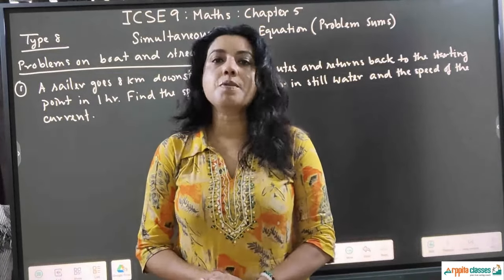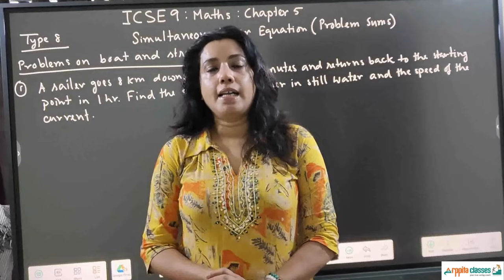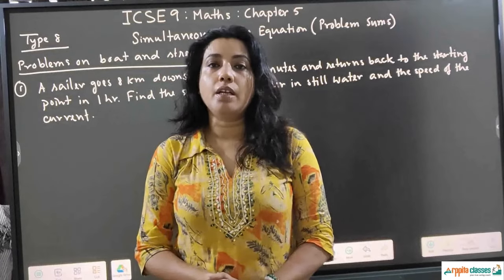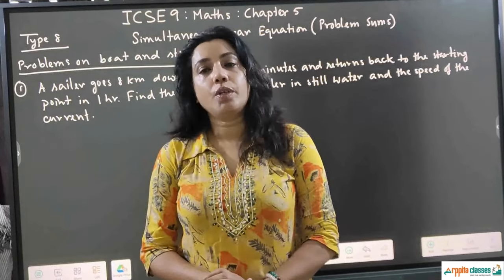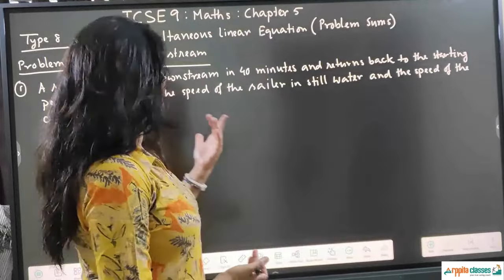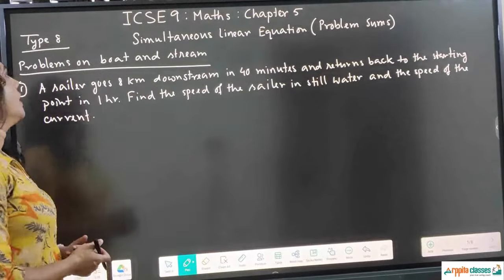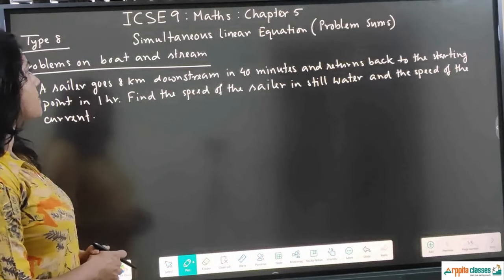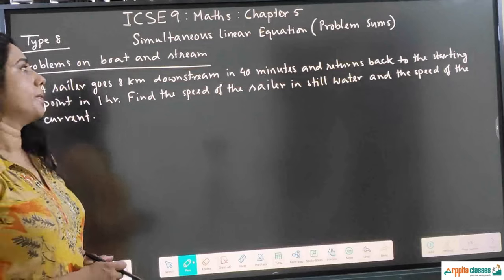We were doing the problem sums based on this, and in the previous video I covered till type number 7. Today we are going to start with a few remaining types. Start with type number 8. Type number 8 is problems based on boat and stream.